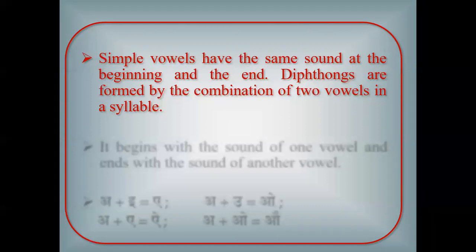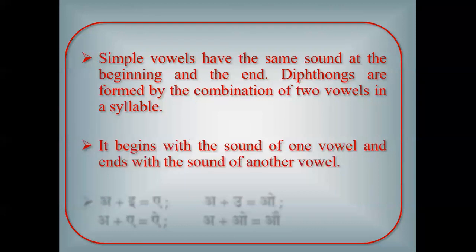We will see in detail about the place of pronunciation. The place of pronunciation is the same throughout the pronunciation of a simple vowel. Whereas the conjunct vowels, diphthongs, which are formed by the combination of two vowels, have two different places of pronunciation. At the beginning, the place of pronunciation is one. At the end of pronunciation, it is different. It has a starting place of pronunciation and an ending place of pronunciation.